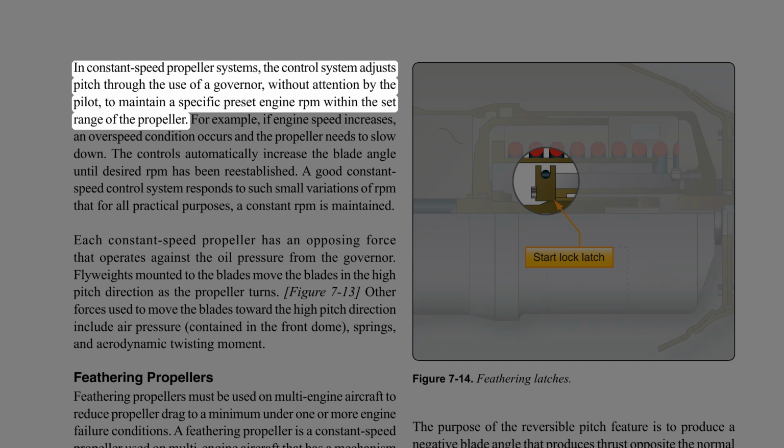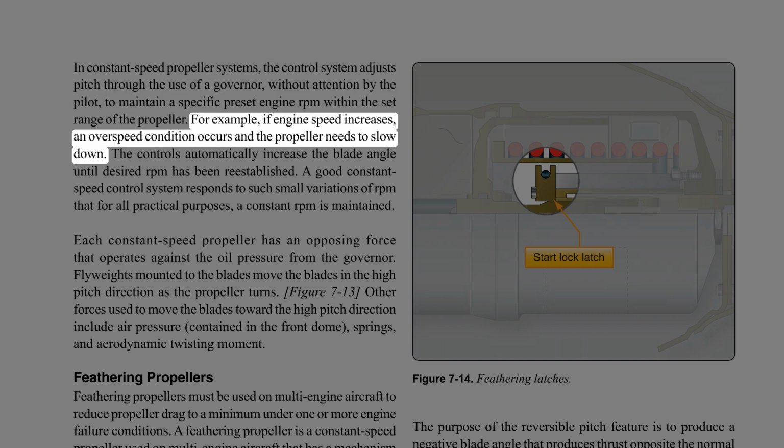In constant speed propeller systems, the control system adjusts pitch through the use of a governor, without attention by the pilot, to maintain a specific preset engine RPM within the set range of the propeller. For example, if engine speed increases, an overspeed condition occurs and the propeller needs to slow down.